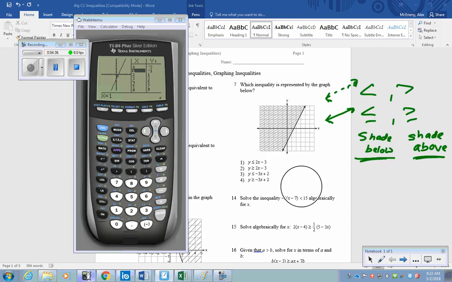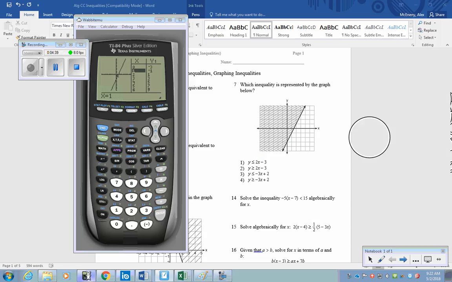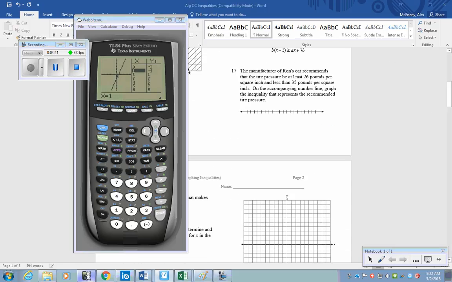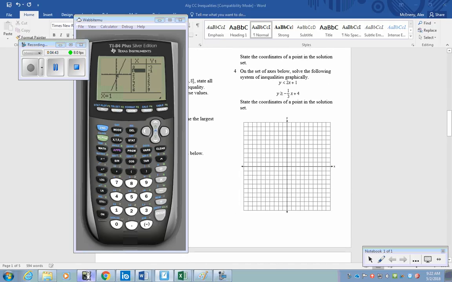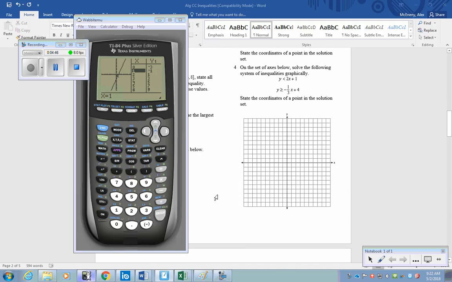Now we're going to look at one other question. If you look at 4 on the back of the first page, I'm going to graph this inequality right here: y is less than 2x plus 1. You want to be careful because there are several parts to this. They want you to state the coordinates of a point in the solution set. So I'm going to write down a coordinate right now, say 2, 4 as a solution, whatever it is.